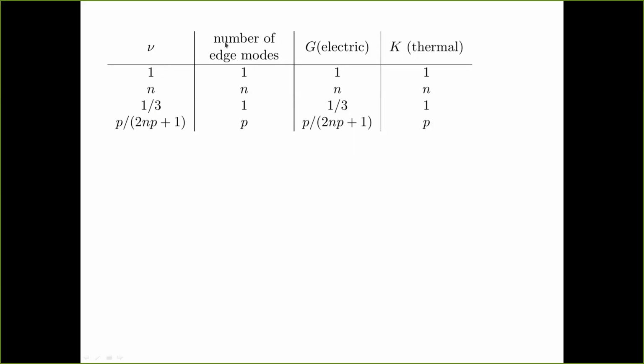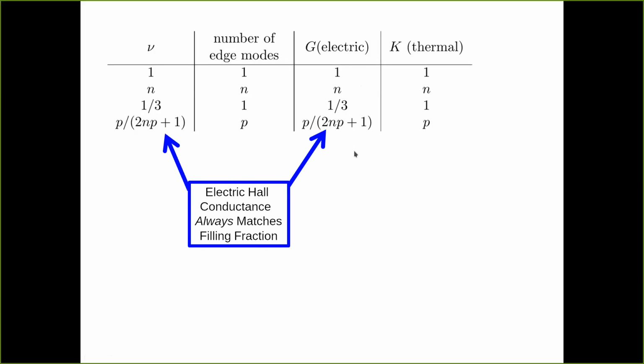And you can count the number of edge modes. So nu equals 1 has 1 edge mode, nu equals n has n edge modes, nu equals 1/3 has 1 edge mode, and the Jain state written here has p edge modes. And you can calculate what its electrical conductance should be in units of the electrical conductance quantum, and what its thermal conductance should be in units of the thermal conductance quantum.